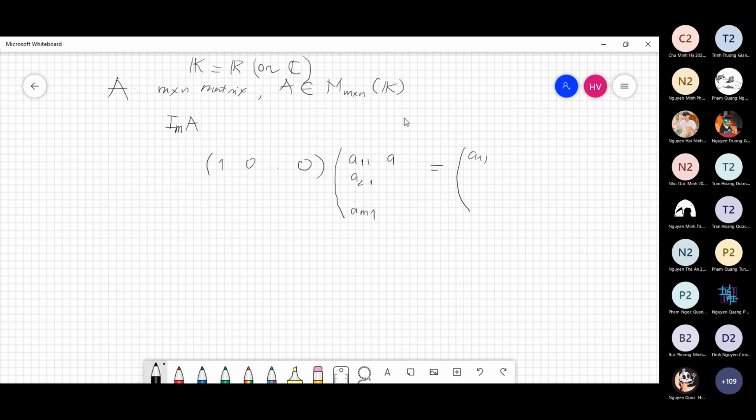And if you multiply with the second column, a12, a22, a_m2, you again obtain a12, because 1 multiplied by a12 is a12, and the others are 0, so the only one remaining is a12, and so on until the last one, a_1n. So only one entry remains, and the same for the others. So actually this is equal to A, right?